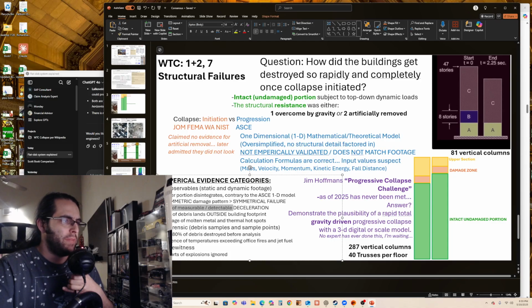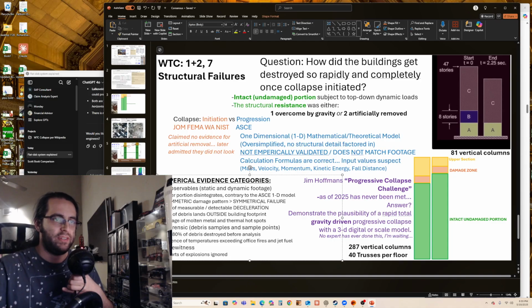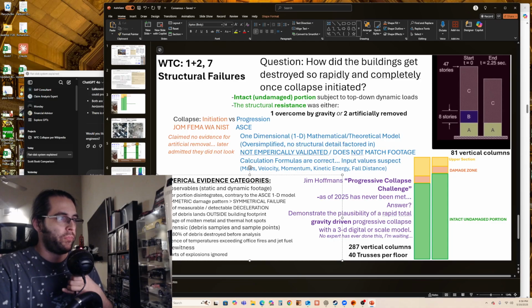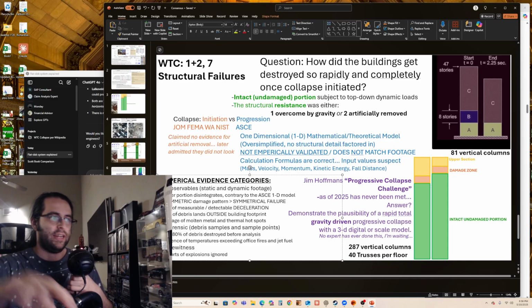There was a lack of measurable or detectable deceleration when the upper intact section collides with the lower intact section. There should be measurable deceleration, because if it can just accelerate freely, that energy is not being consumed by gravity and acceleration, and is being used for destructive pulverization, which was also in the footage. At the end of the destruction of the World Trade Center Twin Towers, 80% of the debris landed outside the building's footprint.